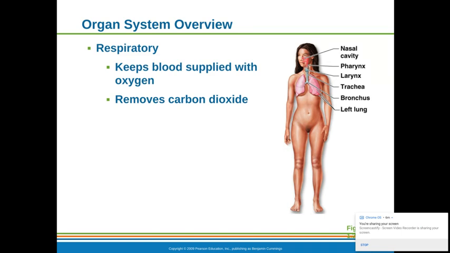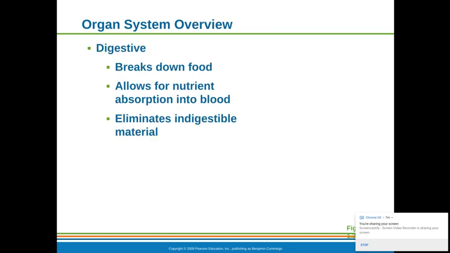Your respiratory system is going to keep the blood supplied with oxygen and also removes carbon dioxide. It is both the nasal cavity and the oral cavity, your mouth right here. I'm sure you all know you can breathe through your mouth, followed by the pharynx, larynx, trachea, and then it splits into the bronchi and goes to each of the lungs.